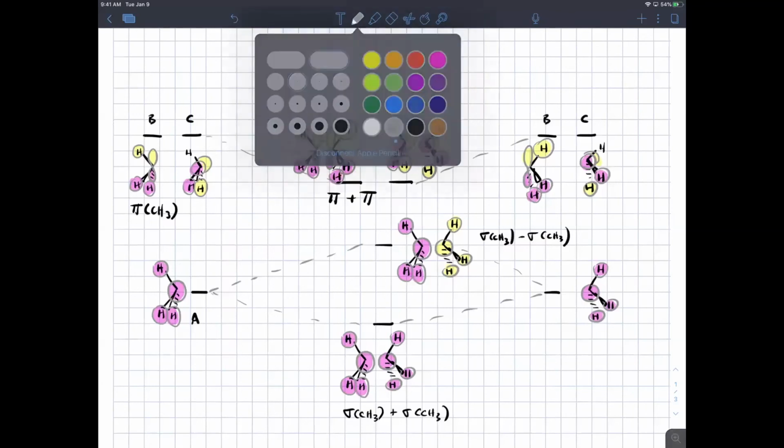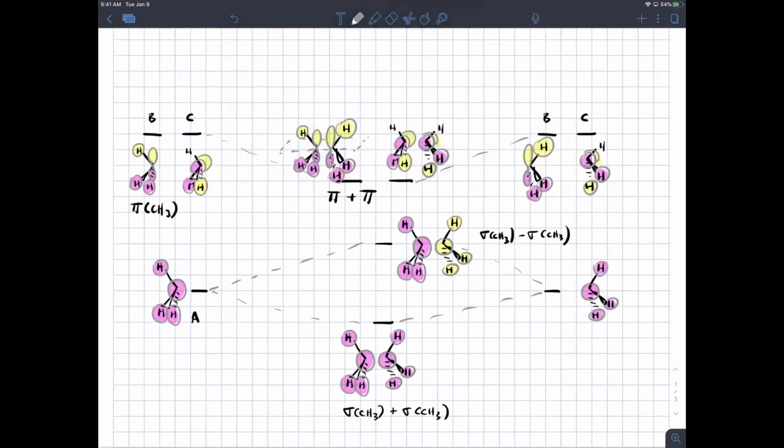In contrast, over here on the right, we have, oops, that's not actually even kind of correct. The node is the plane of the page. In front of the page, it's pink, and in the back, it's yellow.